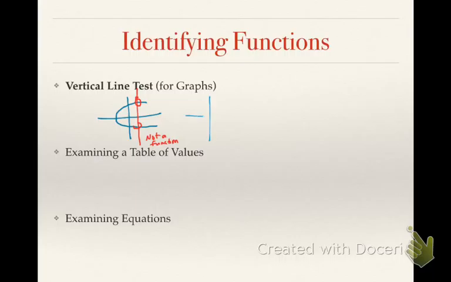So if I have a graph such as this right here, notice there's absolutely no place that I can find to draw a line that will give me two outputs that will have a vertical line cross twice. So this is a function.